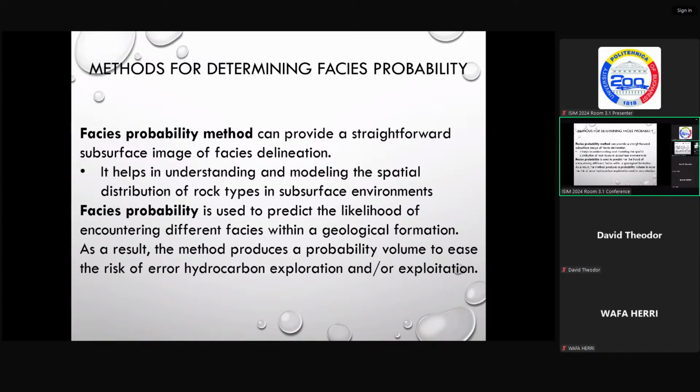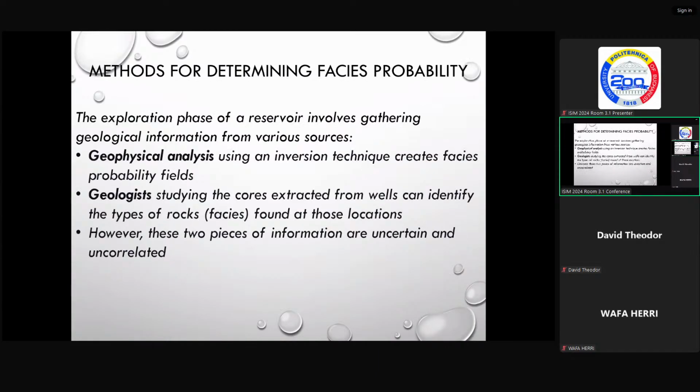One method that we are using in this presentation is the phases probability method. It helps to understand and model the spatial distribution of rock types. For this, we need two geological information. So we need geophysical analysis, using an inversion technique, and we also need information from the geologists that study the core extracted from wells.